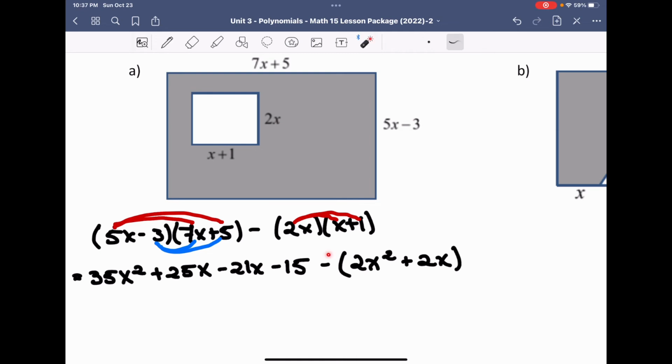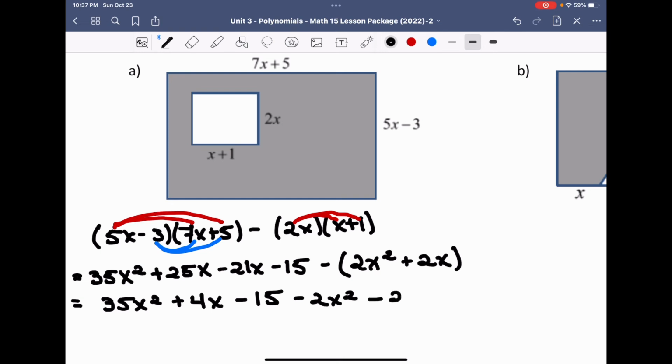Now, I can apply this subtraction to both terms in the bracket, which flips their signs. This is equal to 35x squared. 25 minus 21 is plus 4x minus 15. Then now I apply that negative to both. It's negative 2x squared. And then the positive 2x changed to a negative 2x. Now what I want to do is put all my x squareds, my x, and my constant terms together. My x squared terms will get a single underline. My x terms will get the double underline. And then finally the constants will get the squiggle here.